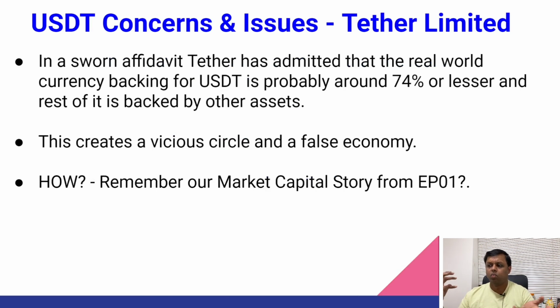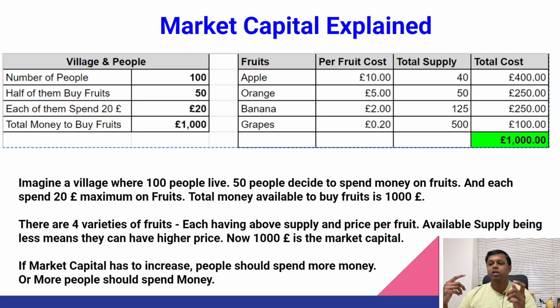How and why would it create a false economy? Because they're still saying that it's backed by real world assets, right? So let's just go back. If you had seen my episode 1, you would remember there's a market capital story that we explained using fruits and village people basically.